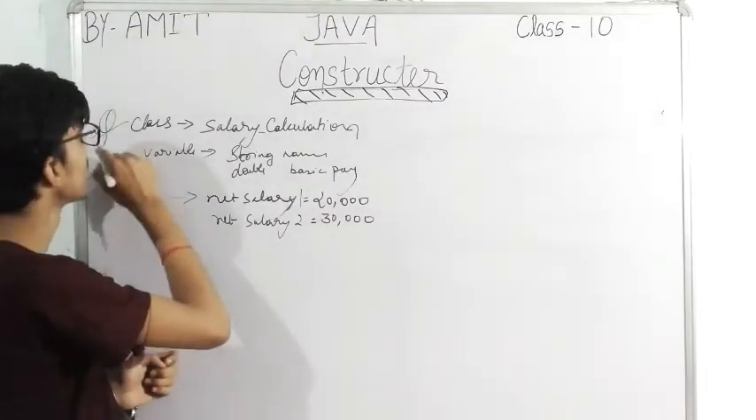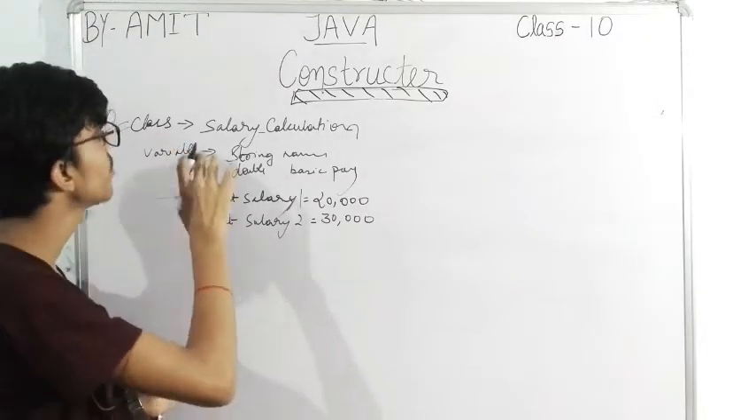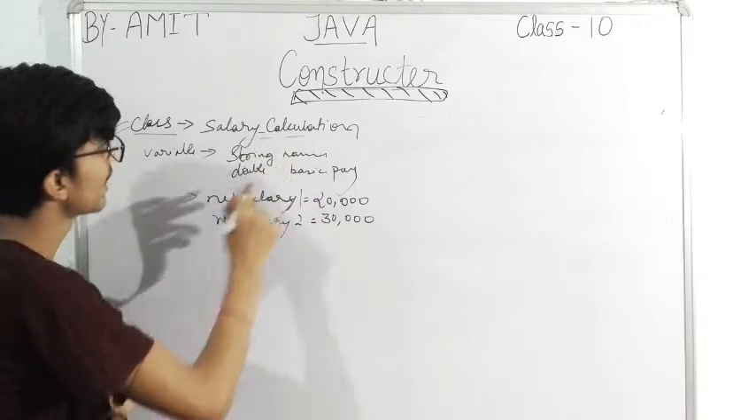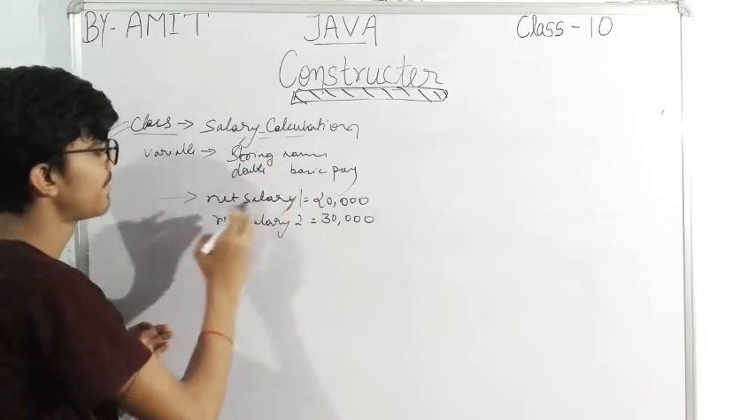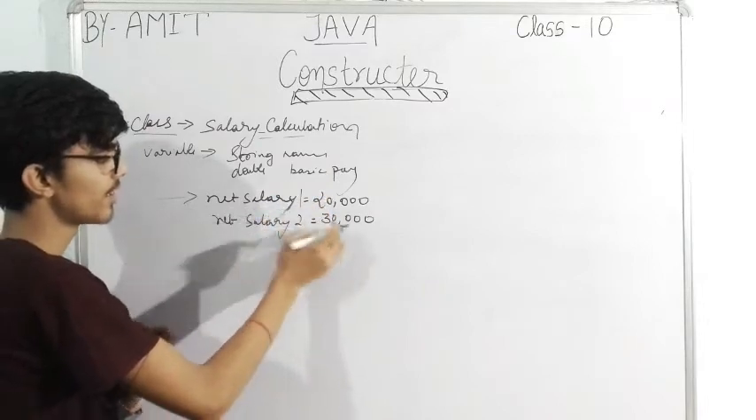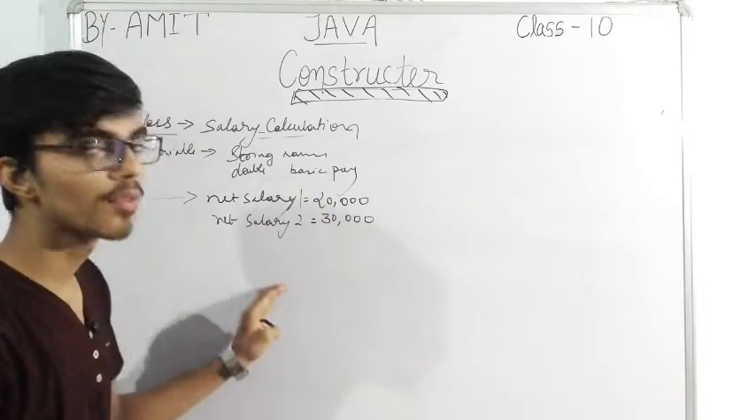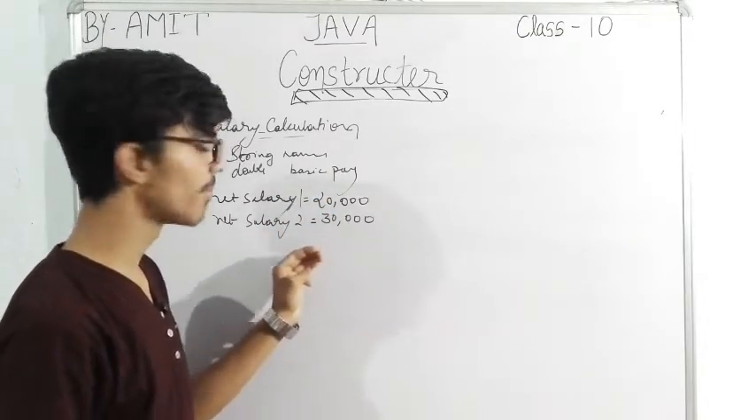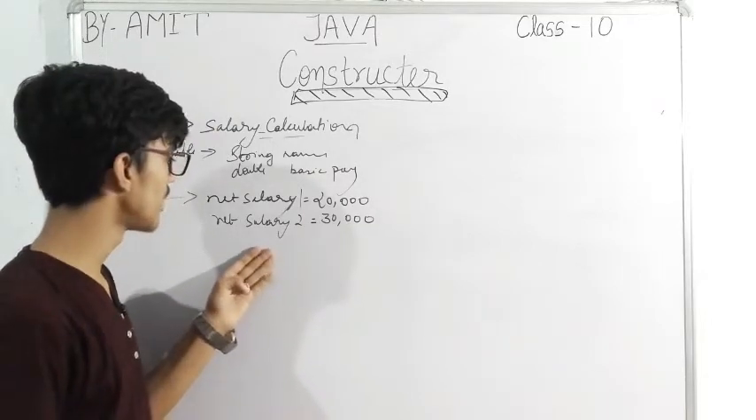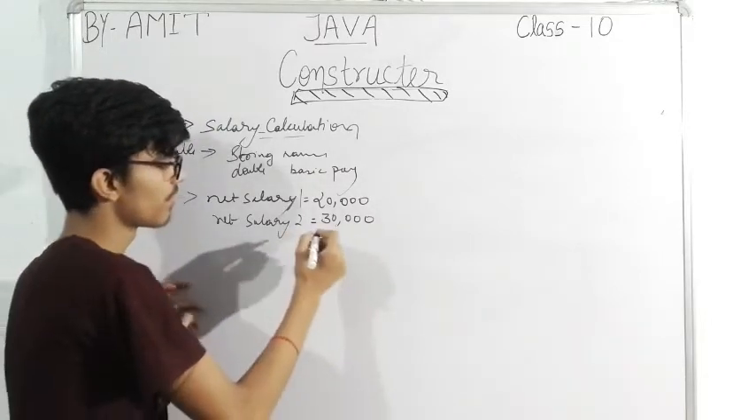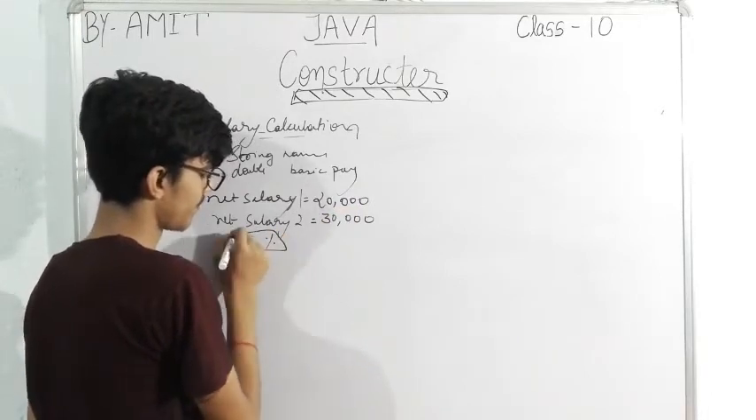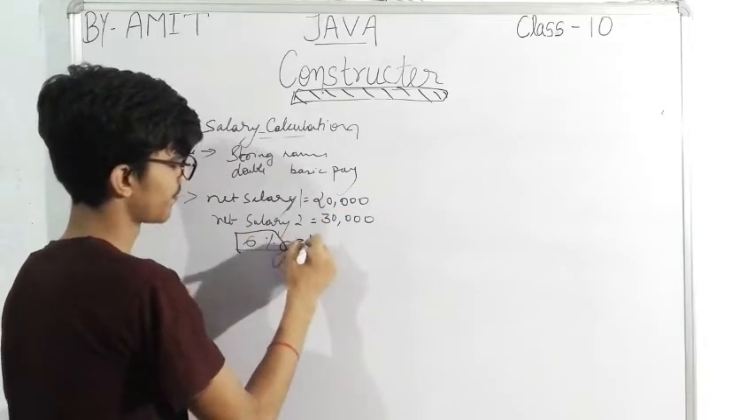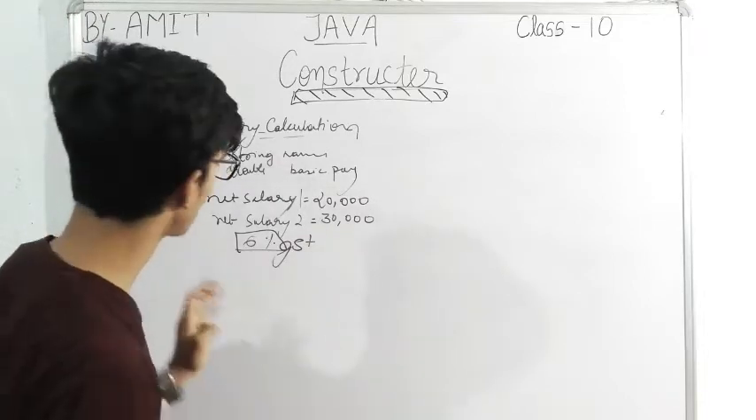Here we have one question. We have to name the class SalaryCalculation, with variables String name and double basic pay, and net salary 20,000 and 30,000, and we have to find what amount of GST would be put on it. It will be 6% GST. So we have to write a program for this.